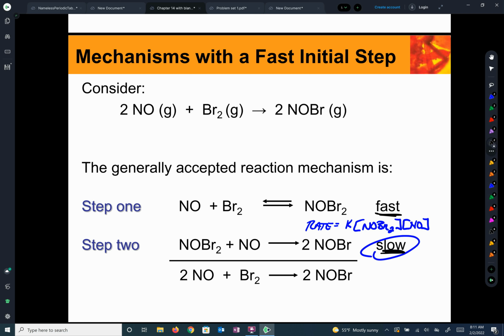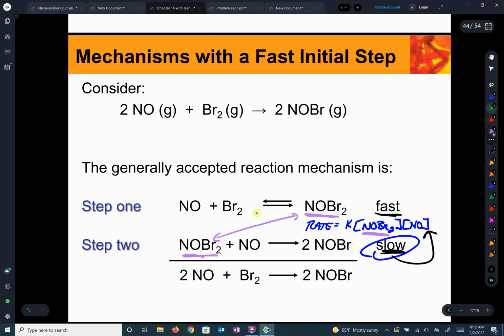Now, if we have the slow step, we can immediately go ahead and try to write a rate law. But what we see is that we have this NOBr2 that's produced, and then it's immediately consumed in the next step. And if we try to write our rate law, we see that our current rate law has that intermediate as part of its expression, which means we can't verify this in any way, right? There's no way for us to actually measure that concentration.